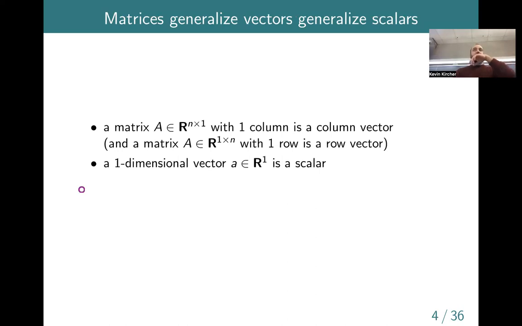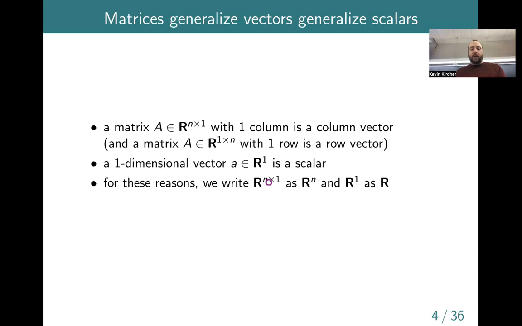Okay, so matrices can be viewed as a generalization of vectors, which in turn are a generalization of scalars, right? So we can view a matrix that is an R n by 1, basically a 1-column matrix, as a vector. And similarly, a 1 by n matrix, we view that as a row vector. And then, of course, a one-dimensional vector A, that's just a scalar. And so when we write R n by 1, we'll forget about the by 1 and just write R n, again, to denote column vectors. And instead of R1, we'll just write R to denote scalars.